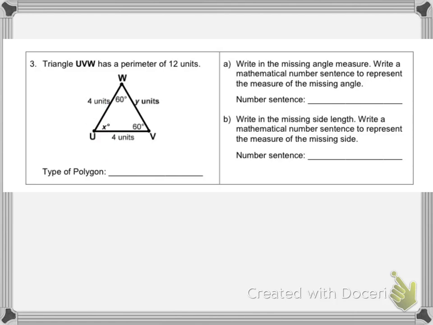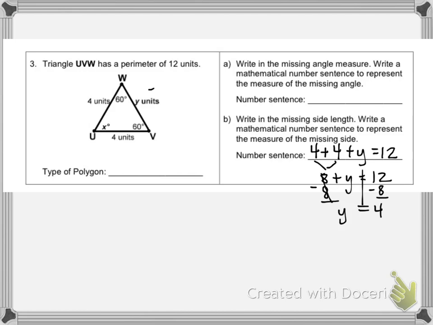Well, the total distance around needs to be 12. So I'm going to add 4 plus y to give me 12. I add the 4 and the 4 and I get 8 plus y should give me 12. Draw the wall. The opposite of plus 8 is minus 8.